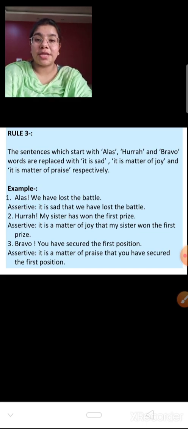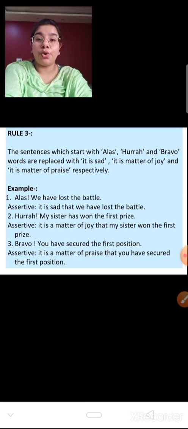Now rule number 3 also says the same thing, that if it is written alas, hooray, bravo, then you have to remove these words. Instead of alas, you will write it is sad. Hooray, you will write it is matter of joy. Bravo, you will write it is matter of praise. So whenever you are sad, you will say, alas, I have lost the battle. Now you will first remove alas, and write: it is sad that we have lost the battle.